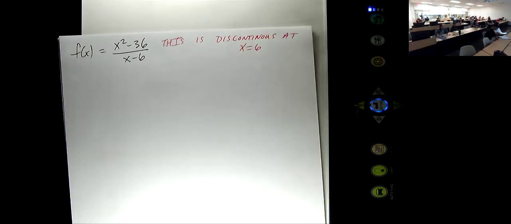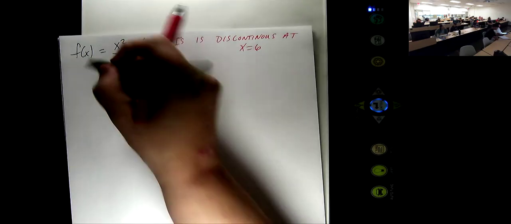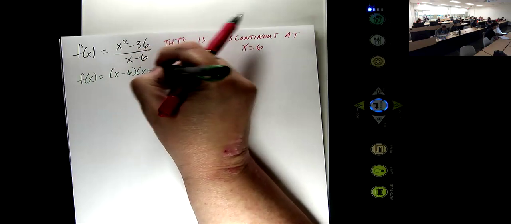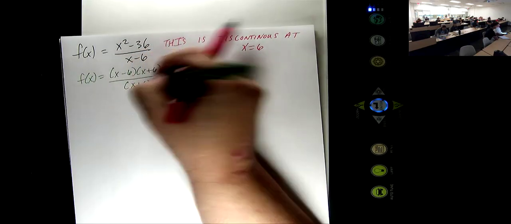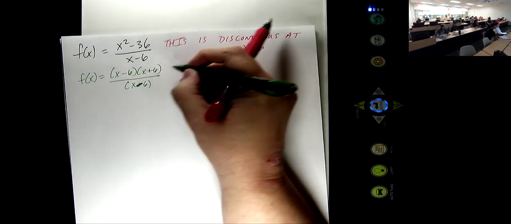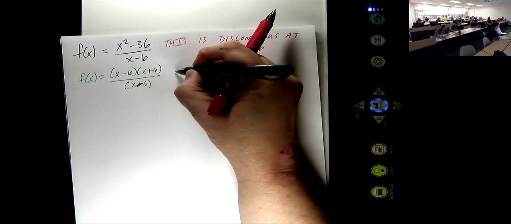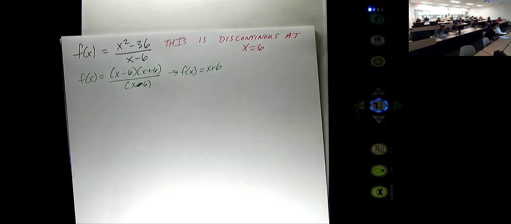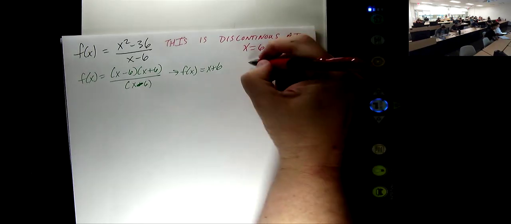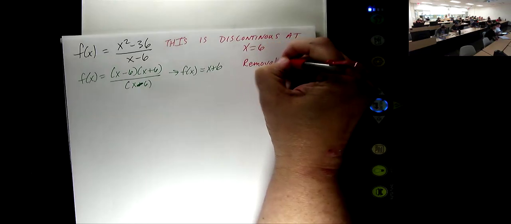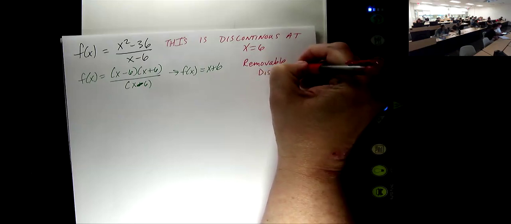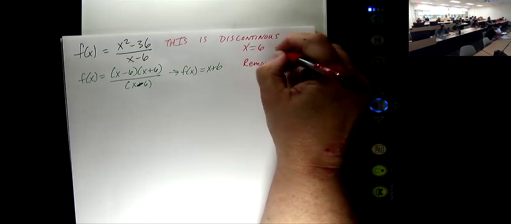Why did you say that? Because I thought if we factored it out, we would have x plus 6 left. That's what I figured you were going to do, so let's talk about that. x plus 6 equals 0. So we factor that out, and we get f of x equals x plus 6. When that happens and we no longer have an issue, we're going to call that a removable discontinuity, since I was able to remove it by some manipulation.